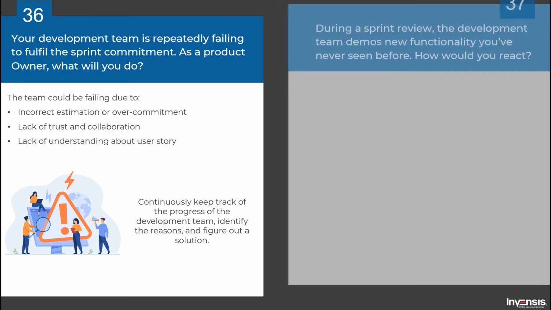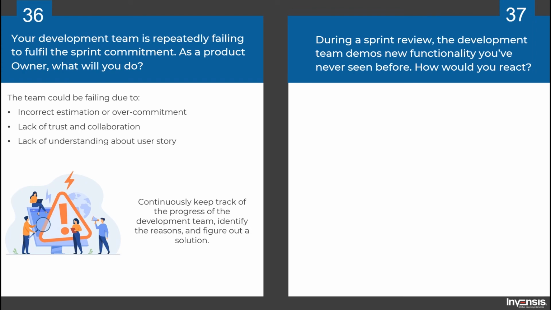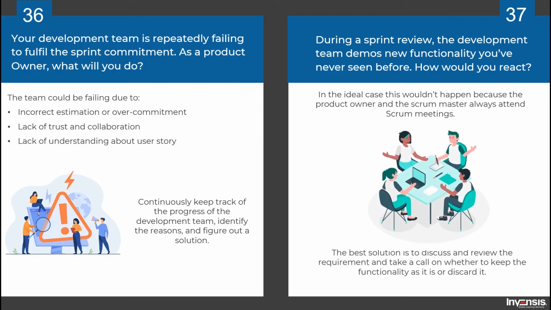During a sprint review, the development team demos new functionality you've never seen before. How would you react? Ideally, this wouldn't happen because the product owner and the Scrum Master always attend the daily Scrum meetings and monitor the health of the sprint. In case the scenario occurs, then the requirement should be discussed, reviewed, and taken up for discussion in sprint retrospective meetings to understand the root cause and fix the issue. In other words, the entire Scrum team needs to take a call on whether to keep the functionality as it is or discard it and come back to what was agreed at the beginning of the sprint.